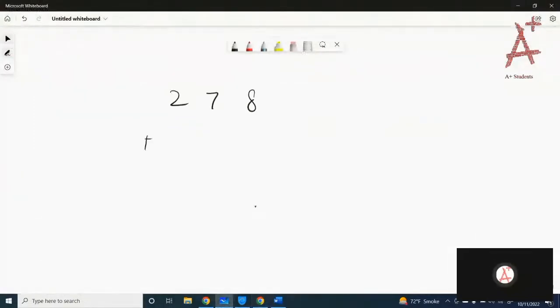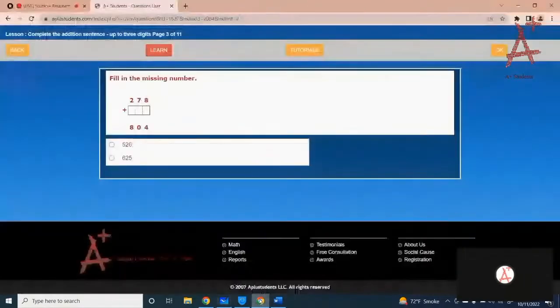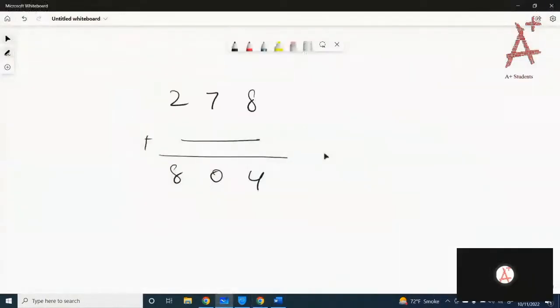Plus the missing number, and that equals 804. 4, I think. Let me just confirm. Yes, so you have to subtract the given number out of the sum.